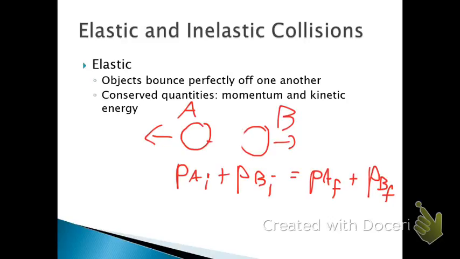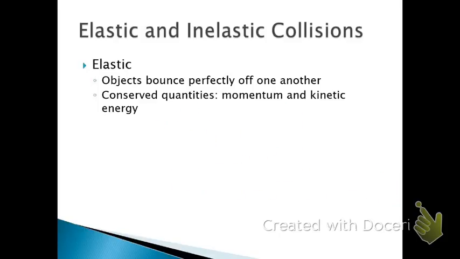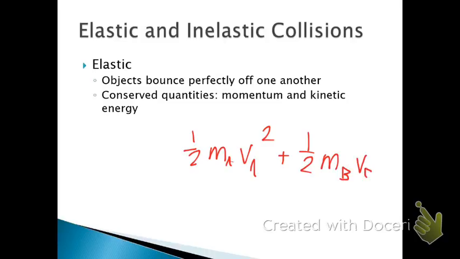So that means mass of ball A times velocity of ball A plus mass of ball B times velocity of ball B is exactly the same before and after the collision. Not only that, but with elastic collisions, the total kinetic energy of the system is conserved. That means 1/2 times the mass of ball A times the velocity of ball A squared plus 1/2 times the mass of ball B times the velocity of ball B squared is also going to be the same before and after the collision, with elastic only.